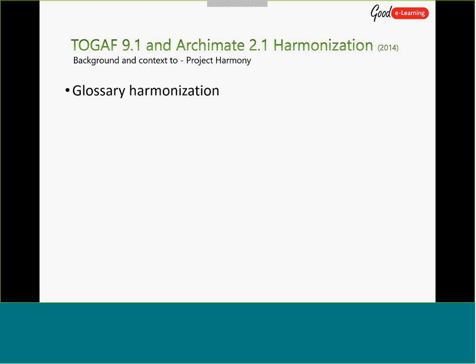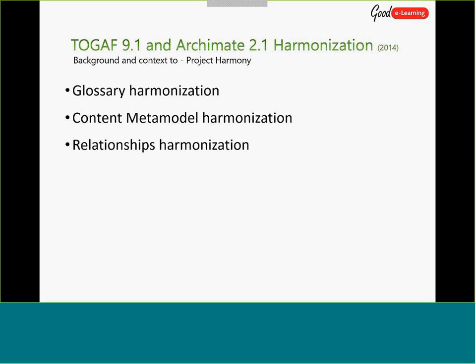So I thought we'd start today just to give a background in terms of what the harmonization project looked at specifically when it comes to correlation between TOGAF 9.1 and the development of ArchiMate 3.0 and some of the background around that. So there were sort of four main project areas that Project Harm looked at. One was glossary harmonization. There was content meta-model harmonization. The third being the relationships in regards to notation and language harmonization.